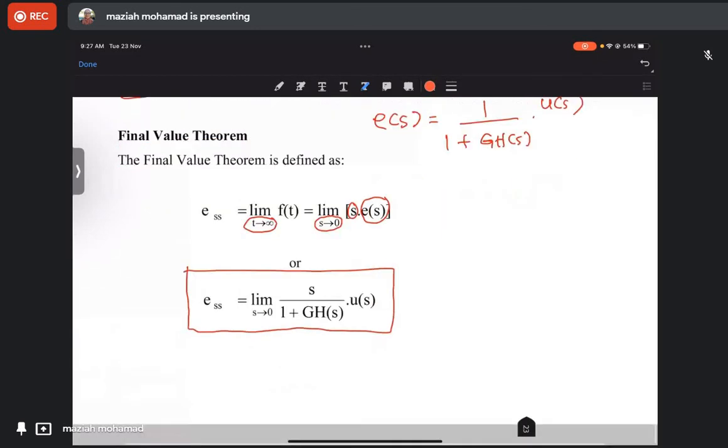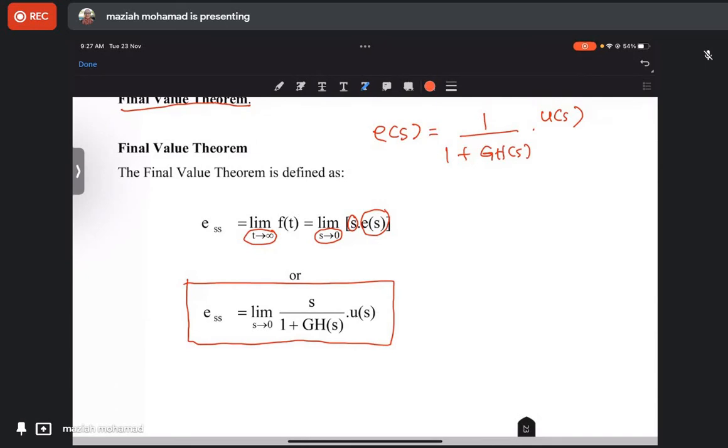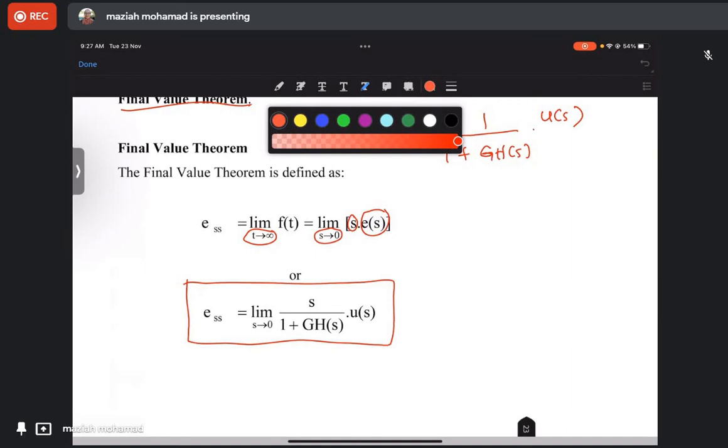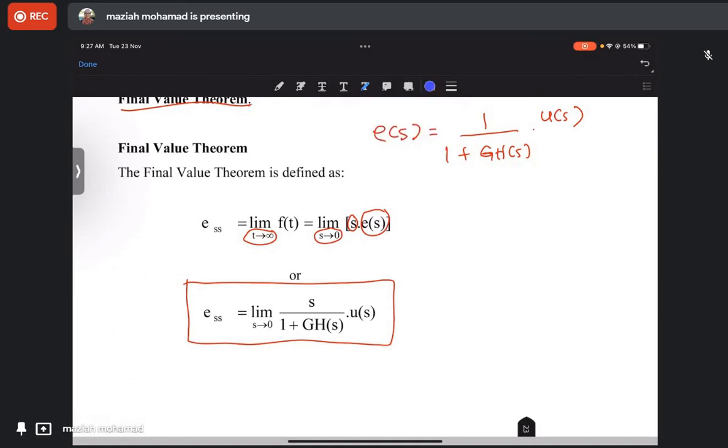So the final value theorem says the equation for steady state error is equal to limit s equal to 0 of s over 1 plus GH(s) multiplied with U(s). Okay, so far? Looking at this equation, we can see that the steady state error depends on two parameters. The first one is the type of input.